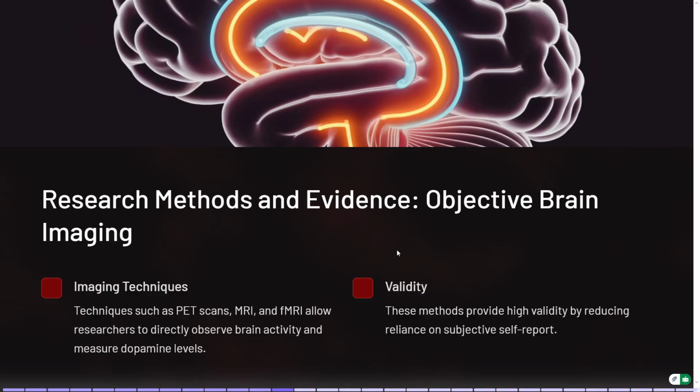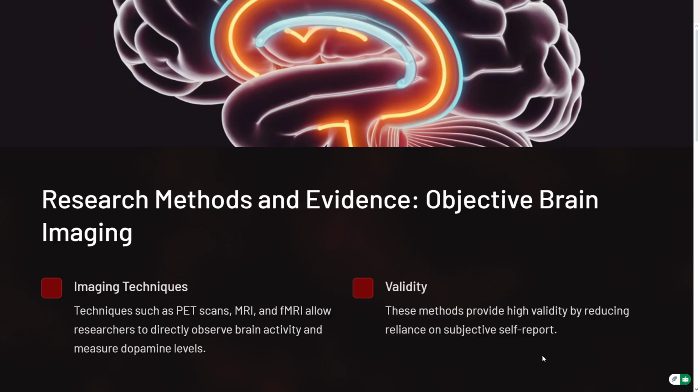When you study the neurotransmitter, the dopamine level, you can produce objective data such as the results from PET scan, MRI, fMRI, etc. Now, what is the validity of those? Those methods provide high validity and reduce reliance on subjectivity, or let me say subjective self-report. When you measure by looking at dopamine and the likes, they are mostly objective, because the results produced by the scan, talking about your level of dopamine, are often objective.